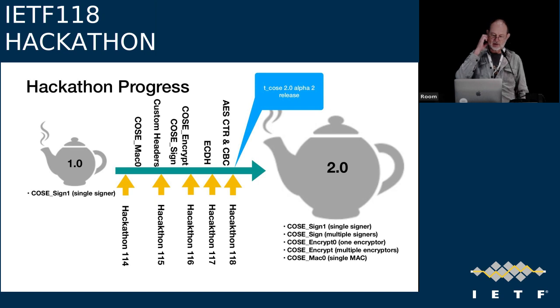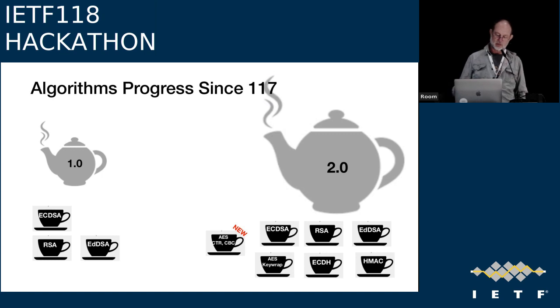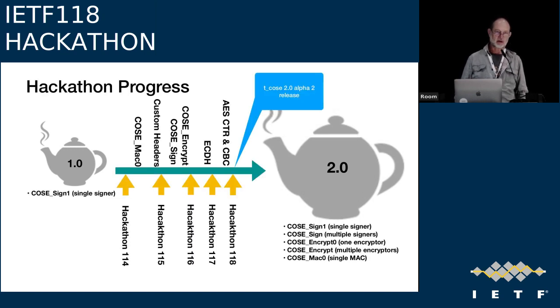Here's the TCOSI story on our route from TCOSI 1.0 to 2.0. Mostly, like I said, this go-round was counter mode and CBC. There'll be an Alpha 2 release of TCOSI 2.0 in the next day or two with all of this work on the TCOSI GitHub. You can see the algorithms progress. We added counter mode. TCOSI 2.0 is alpha quality right now, and we're working on getting it to commercial quality, mostly test and documentation to go. That's it. Thank you.